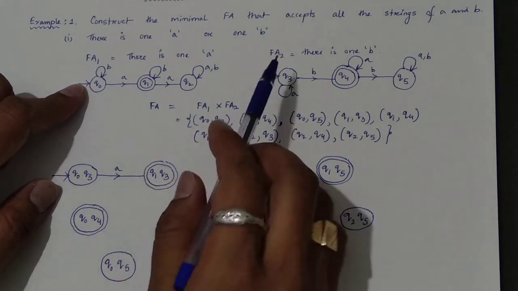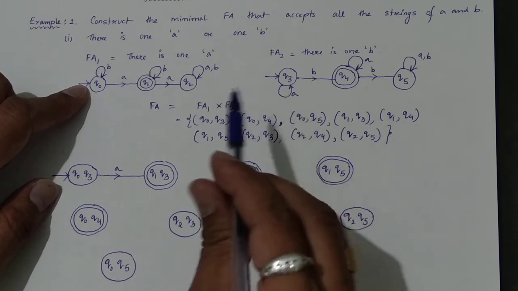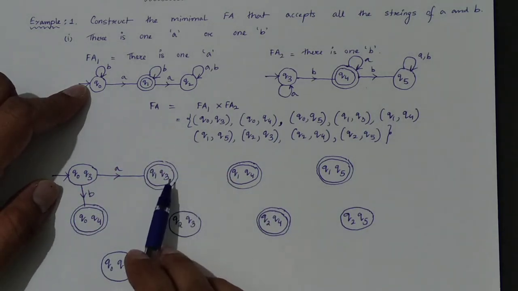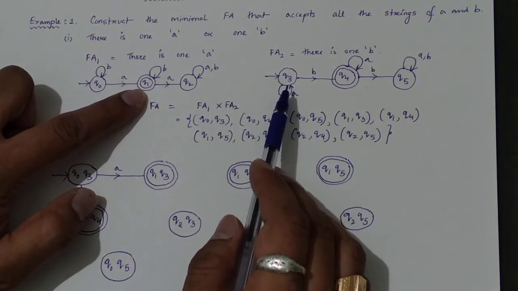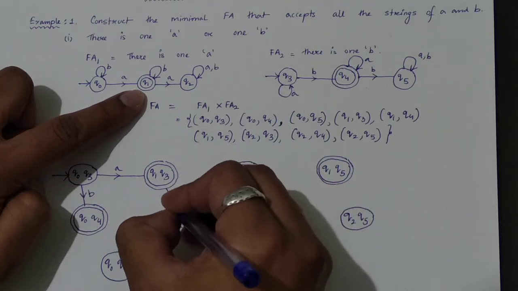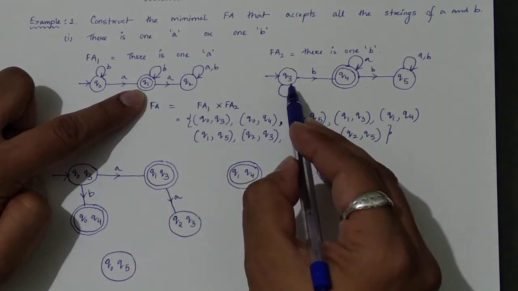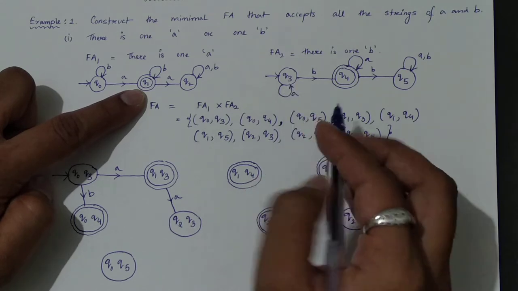Okay, now Q0, Q3 on seeing B, where is it going? Q0 for B goes to Q0, and Q3 for B goes to Q4. So for B, it is going to Q0, Q4. Clear? For Q1, Q3, for A, it is going to Q2, Q3. Correct? So Q2, Q3 is here. Clear? Now Q1, Q3 for B, where is it going? It is going to Q1, Q4. Correct? See, you can check it out. For B, it is going to Q1, Q4.